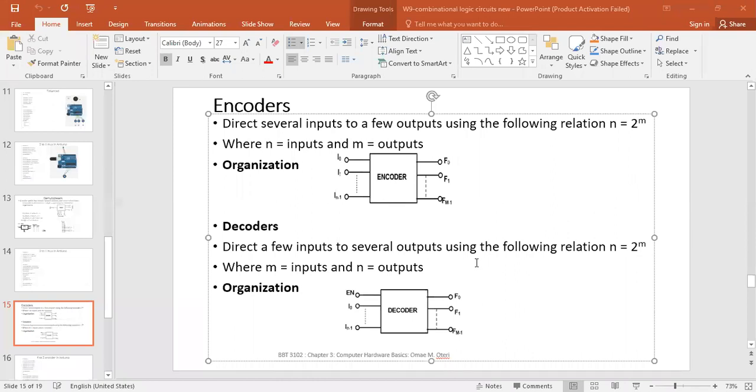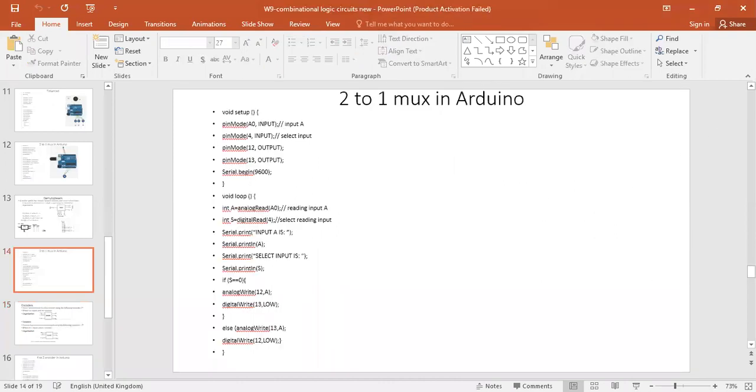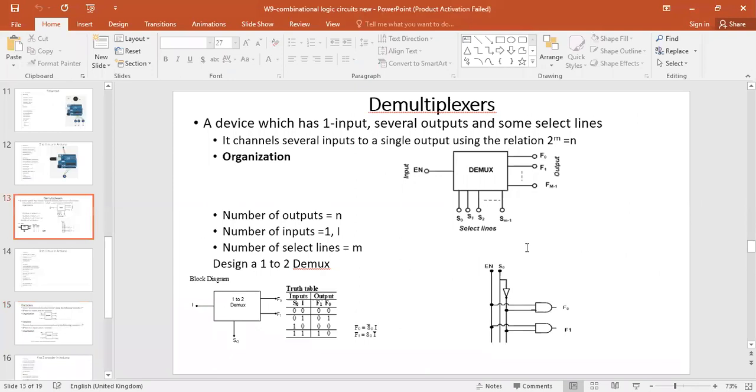I think I wanted you to get me the pseudocode for the 1 to 2 Demux. So we can do it here. Who got it? Somebody can try before I do it. For the decoder or for the encoder? For the 1 to 2 Demux first, before the decoder.